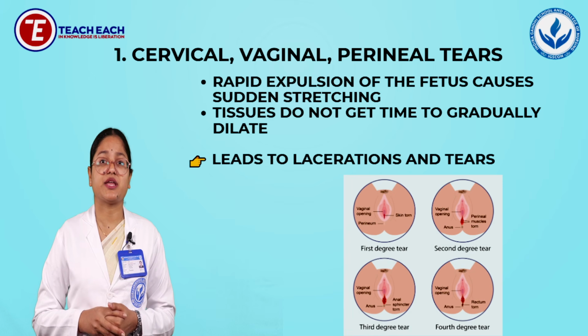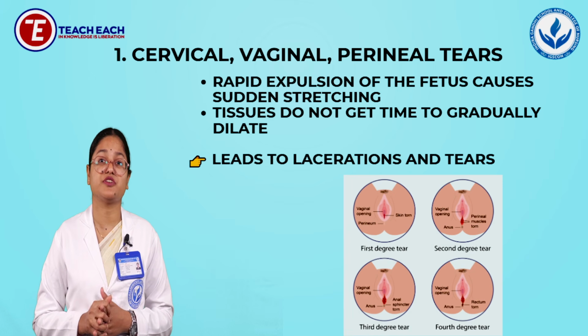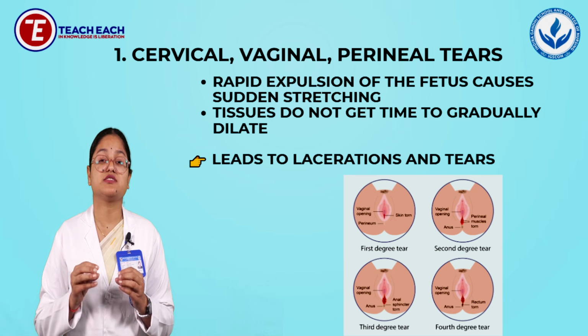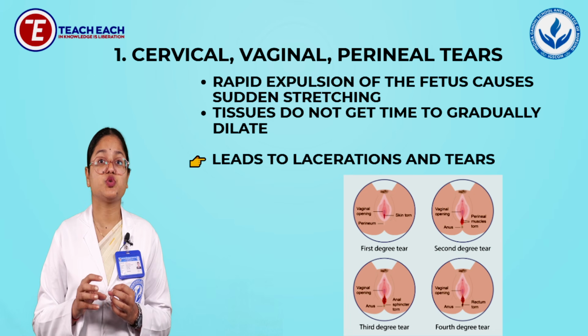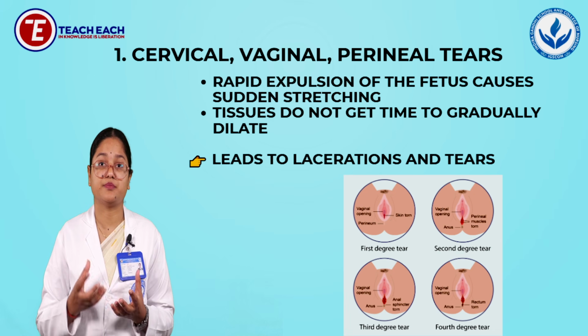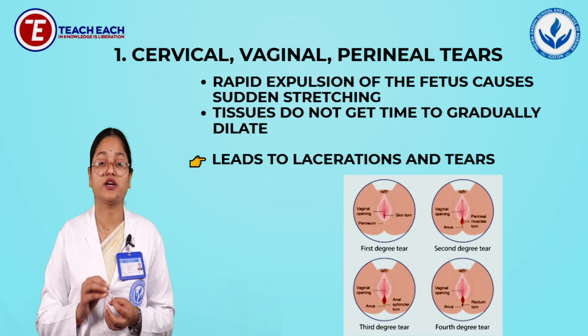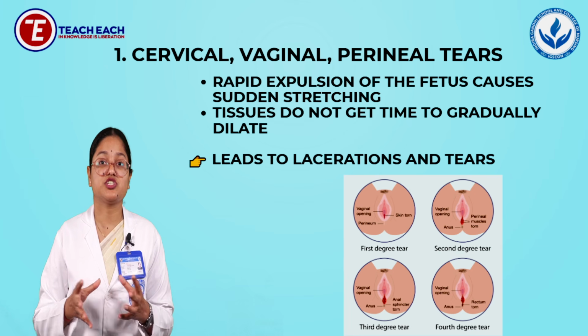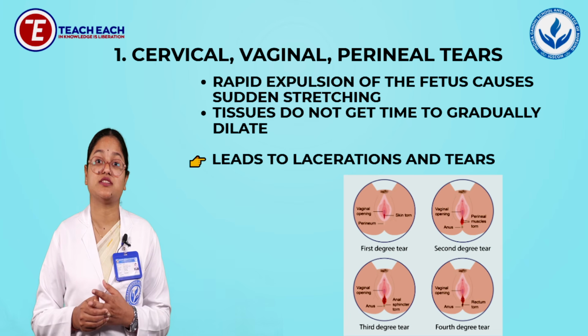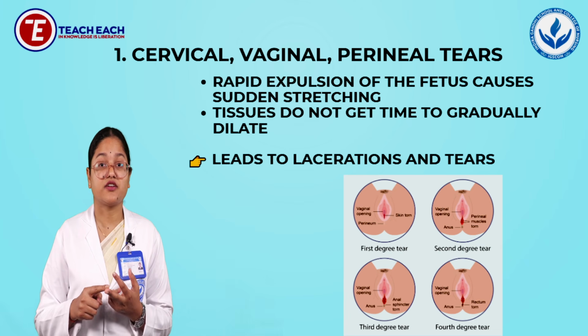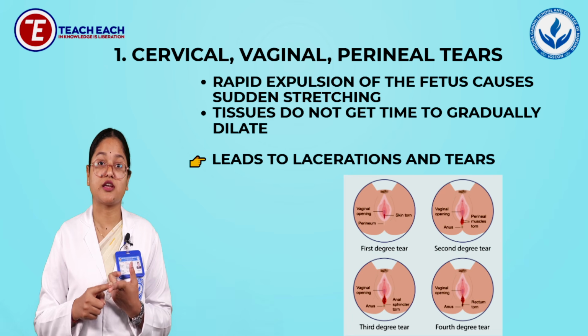cervical, vaginal, perineal tear. Rapid expulsion of the fetus causes sudden stretching, meaning the pressure will be on the perineum skin. It is sudden, and the tissues do not get time to gradually dilate. The muscles or the skin will not get time to dilate and stretch out and give space for the baby, so that can lead to lacerations and tears. Some lacerations can happen inside the cervix, the vaginal canal can also be involved, and on the outside there are 4 degrees of laceration or perineal tears: first, second, third and fourth degree.